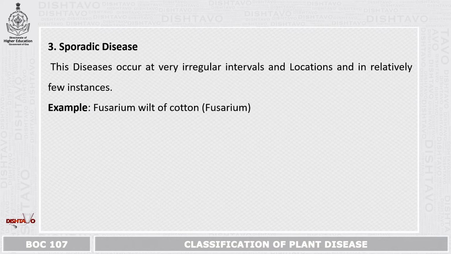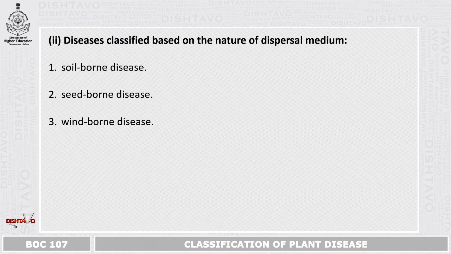Third is sporadic disease. This disease occurs at very irregular intervals and locations and in relatively few instances. Example of sporadic disease is Fusarium wilt of cotton, which is caused by Fusarium fungi. Second classification is disease classified based on the nature of dispersal medium. On the basis of dispersal medium, the diseases are classified as soil-borne disease, seed-borne disease and air-borne disease.